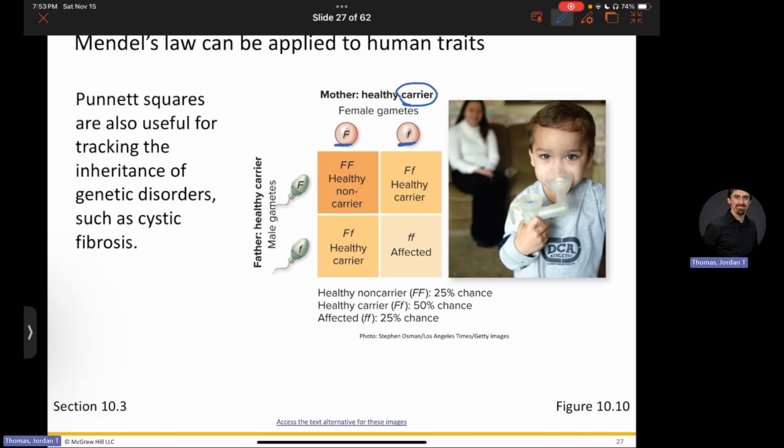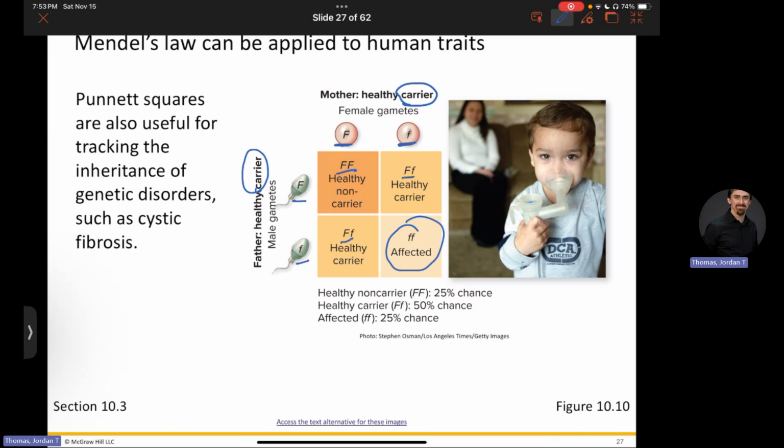So in this case, we have two heterozygous parents, big F, big F, little f. They're both carriers, so they both have the recessive gene for cystic fibrosis. So here we get FF, healthy non-carrier, two big F, little f, which are carriers since they have the recessive trait. We get one individual with that recessive phenotype, which is cystic fibrosis.